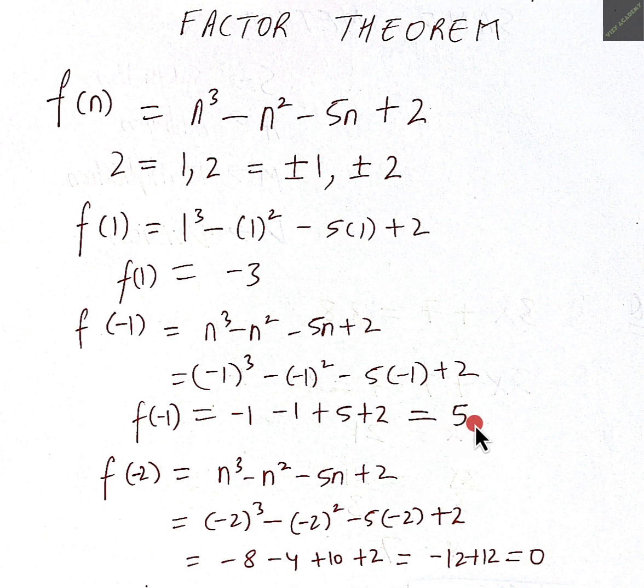Again f(negative 1) is not equal to 0, so let's substitute negative 2 in the function n cube minus n square minus 5n plus 2. So negative 2 cube minus negative 2 square minus 5 times negative 2 plus 2, which is equal to negative 8 minus 4 plus 10 plus 2. So 12 minus 4 is 8 and positive 8 minus 8 is 0.